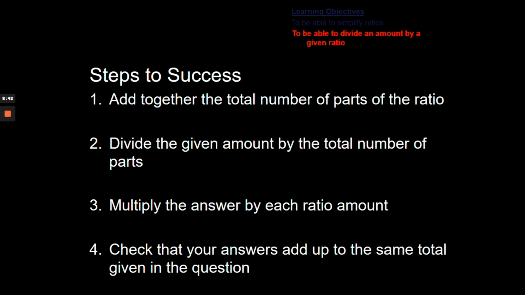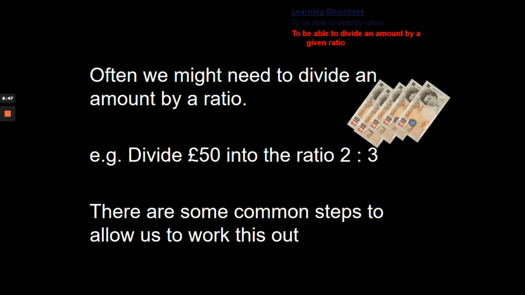Step 3, multiply the answer by each ratio amount. So the £10 we've just got, £10 times 2, £10 times 3. So that means that one person would get £20 and one person would get £30.